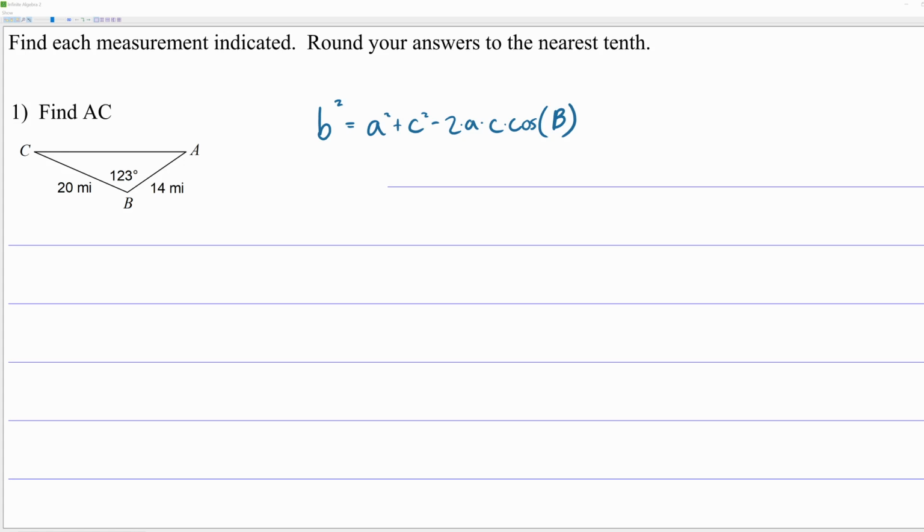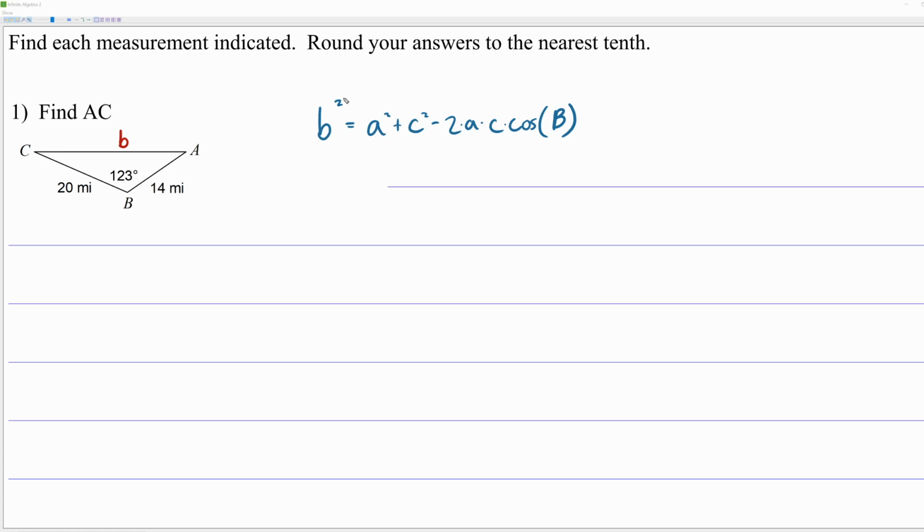Now, using one of the common naming conventions, side AC we would denote as lowercase b, because it's across from the angle capital B. Now what the law of cosines says, it looks like this would be really difficult to memorize, but it says b squared equals a squared plus c squared minus 2ac cosine b.